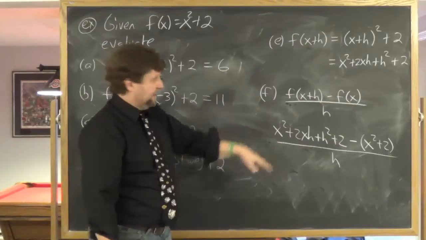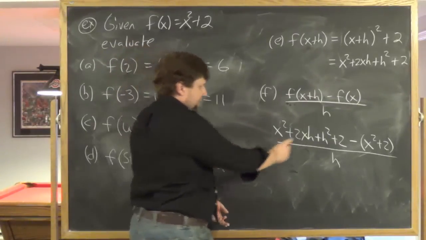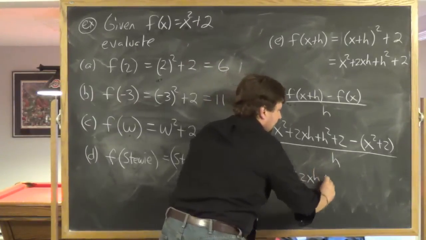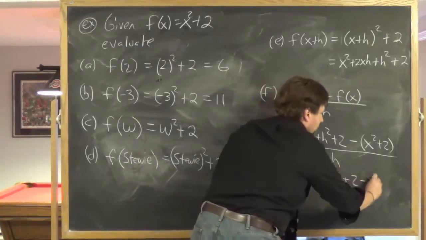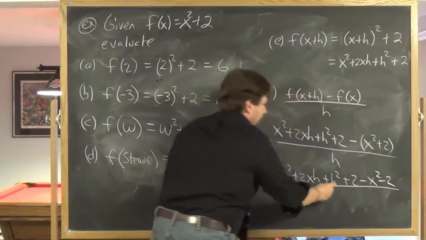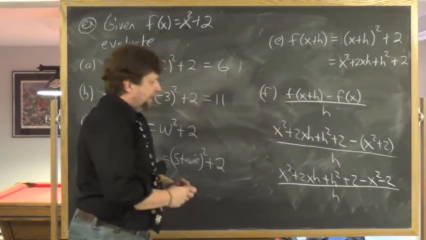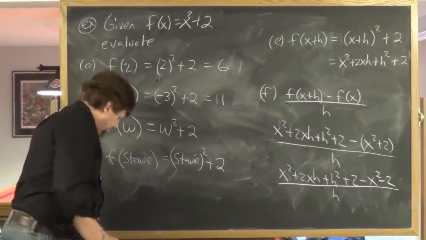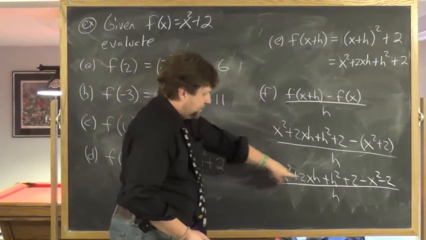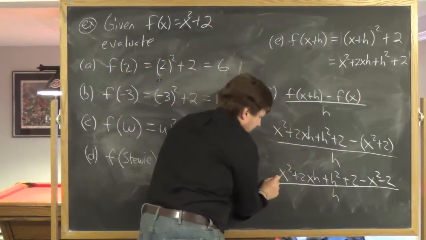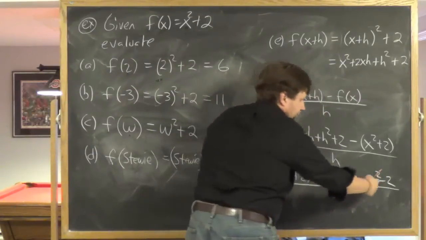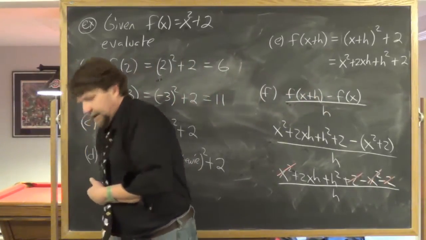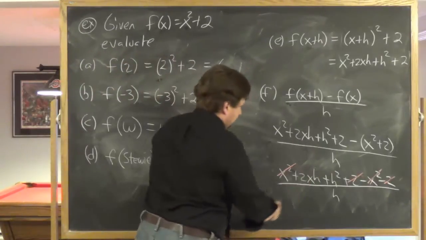I can simplify this a little bit. Hey, notice up here I can distribute the -1. So I get x squared plus 2xh plus an h squared plus 2 minus x squared minus 2 all over h. And then, a neat thing happens. Some stuff cancels out. So, look at this. X squared minus x squared, that's gone. So, poof, poof. And then 2 minus 2, that's gone. So that's kind of cool. And let's see what we're left with.